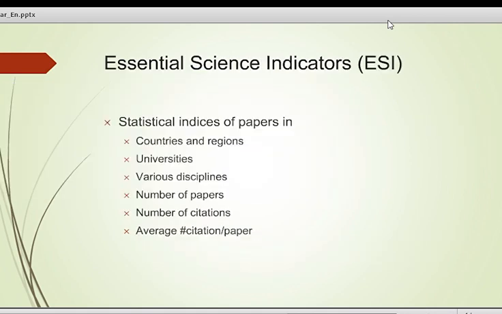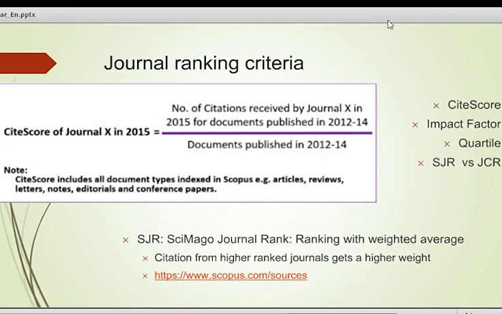The journal rankings are done based on the essential science indicators. Some of those are being presented here. There are two important science indicators related to the citations received by a journal's papers. What do we mean by that?